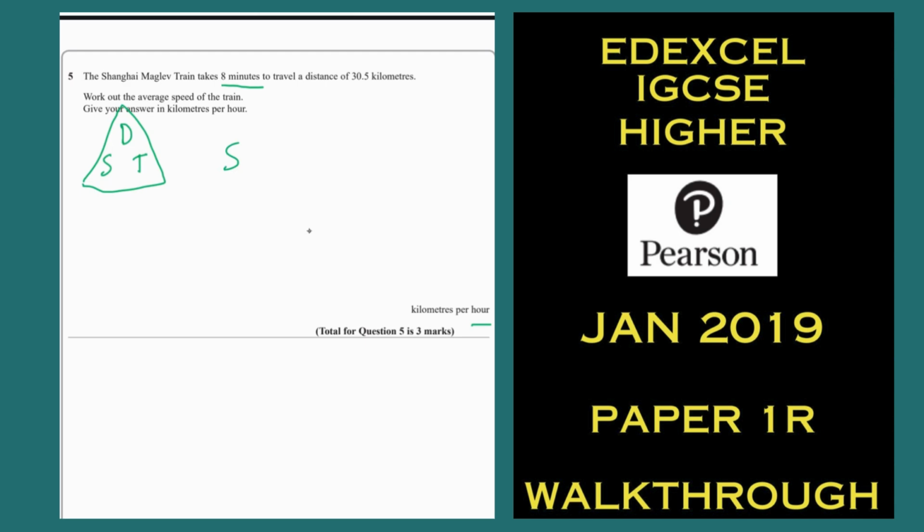And to get speed, we need to do distance divided by time, but that time needs to be in hours. Okay, so we're going to do it as 8/60ths of an hour. Stick all that in your calculator and the calc does the heavy lifting. 228.75. Job done.